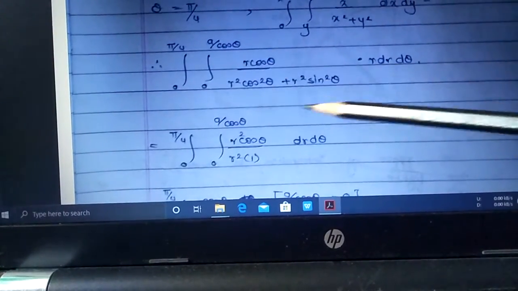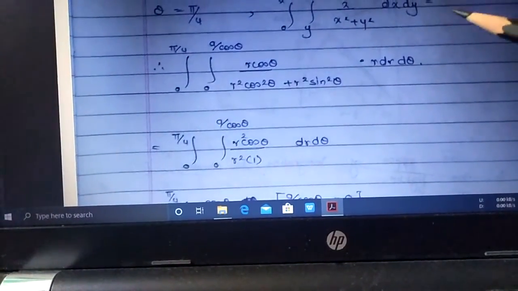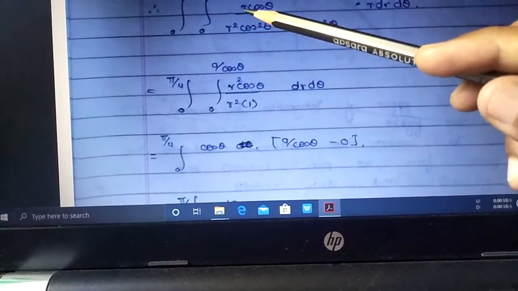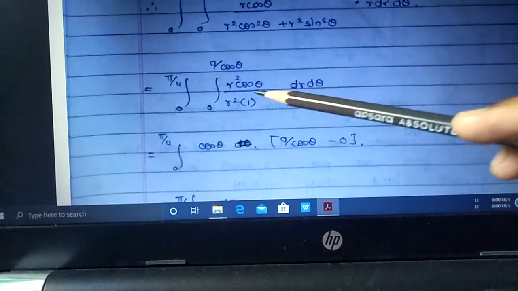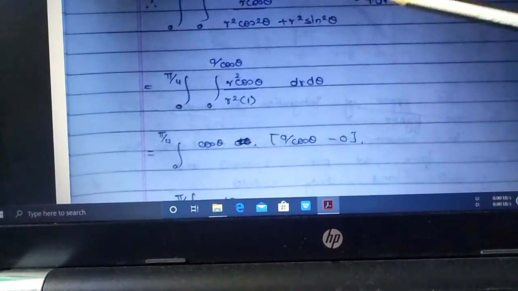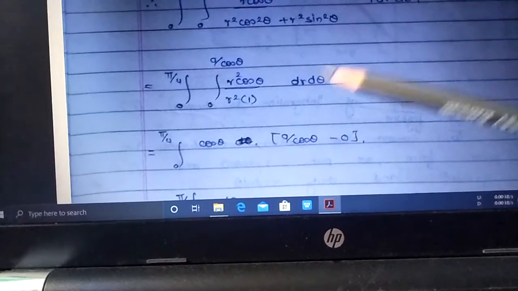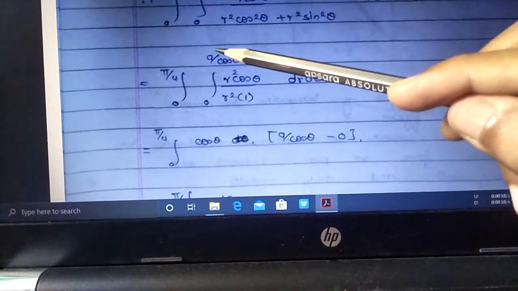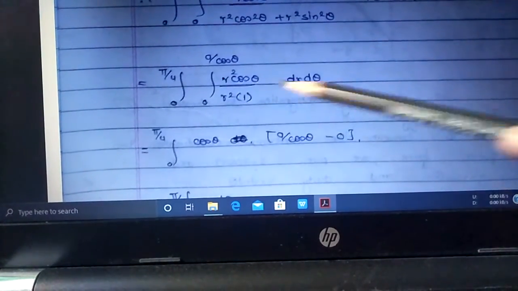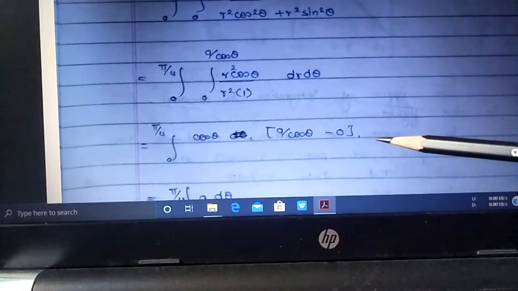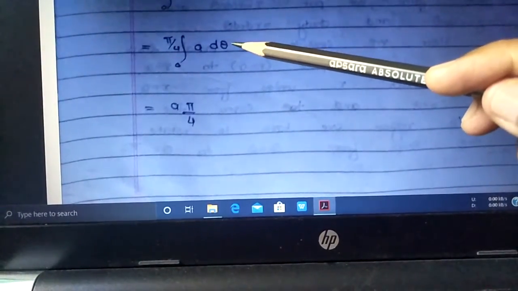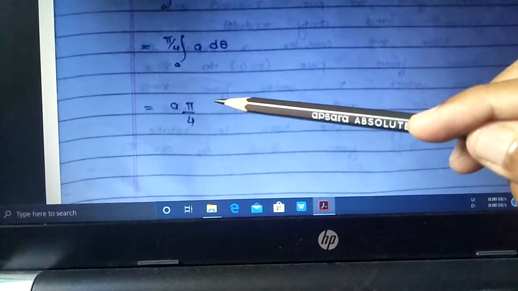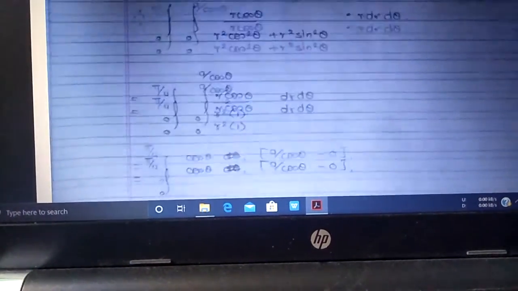So again integrate this first with respect to r. After evaluating, r square is common, and cos square theta plus sin square theta is 1. This r square and this r square will get cancelled. So integration with respect to r will be only r. Put upper limit as a upon cos theta minus lower limit as 0. And now we have to integrate this with respect to theta. So integration of d theta will be theta, and put upper limit as pi by 4 minus 0. So in this way we can evaluate the integral by changing it into polar form.